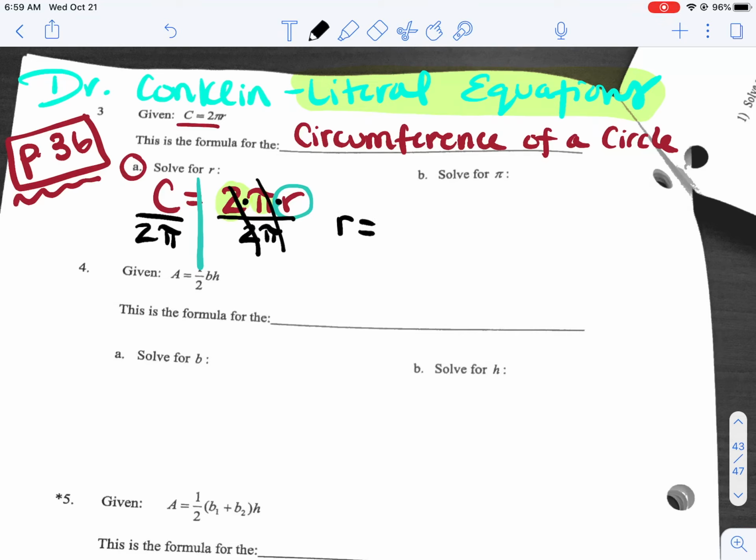So r equals, again, here's my r. And this is a weird answer, but what's on this side here? C over 2 pi. And that's actually our answer. I think that's sometimes where students can get a little tripped up, is that our answer is just that, c over 2 pi. All right, let's try another one.